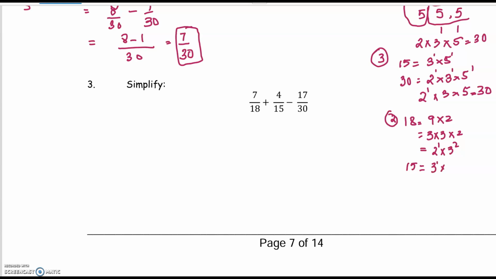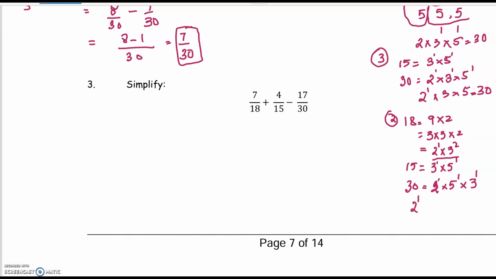15 is 3 to the 1 times 5 to the 1. And 30 is 2 times 5 is 10, and 10 times 3 is 30. So 2 to the 1, 5 to the 1, 3 to the 1. So in each number, there is a 3. And 2 of the numbers have 5s, but no matter what it is, just look at all the 2s.